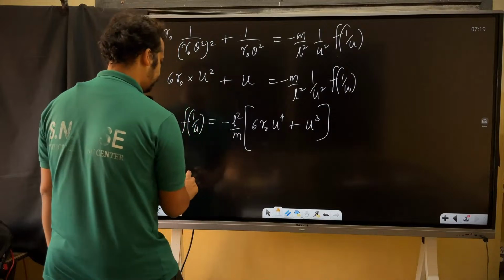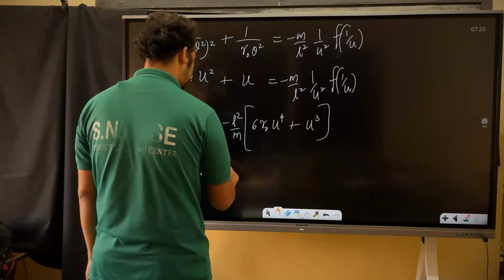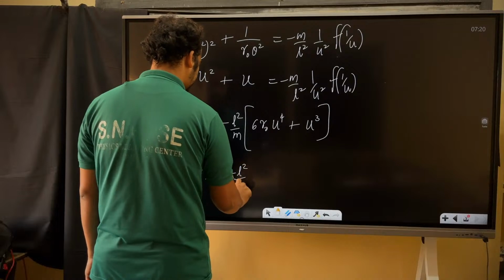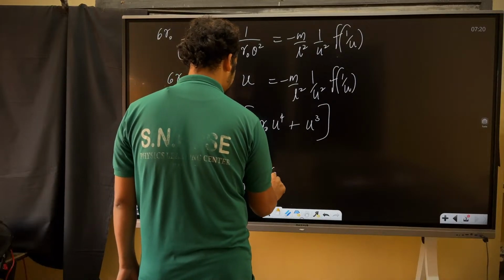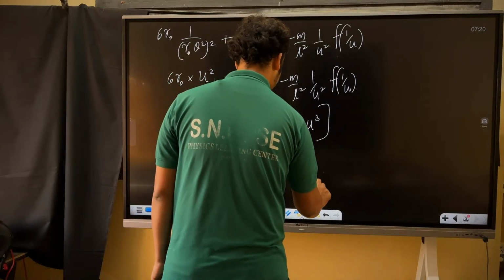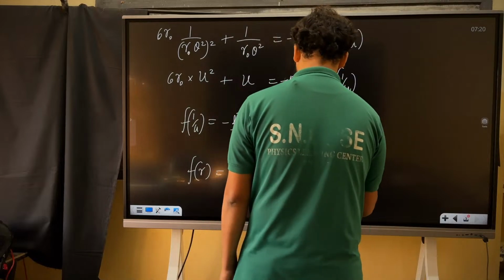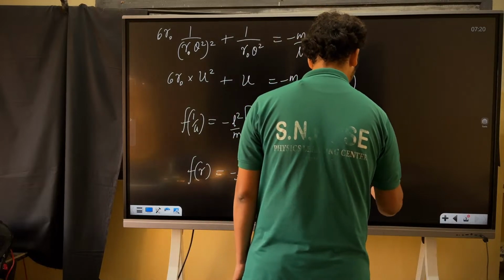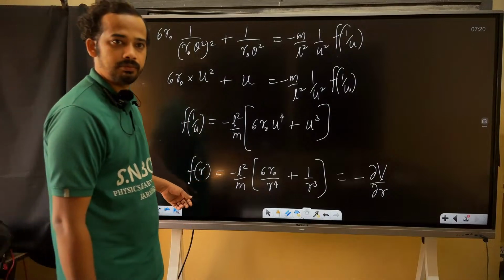Speak up. So if you write f of r, what would you get? Minus l square by m, and what is this one? 6 r naught by r raised to 4 plus 1 by r raised to 3. Am I right? But this is equal to minus dou v by dou r. Force is equal to minus the derivative of potential.